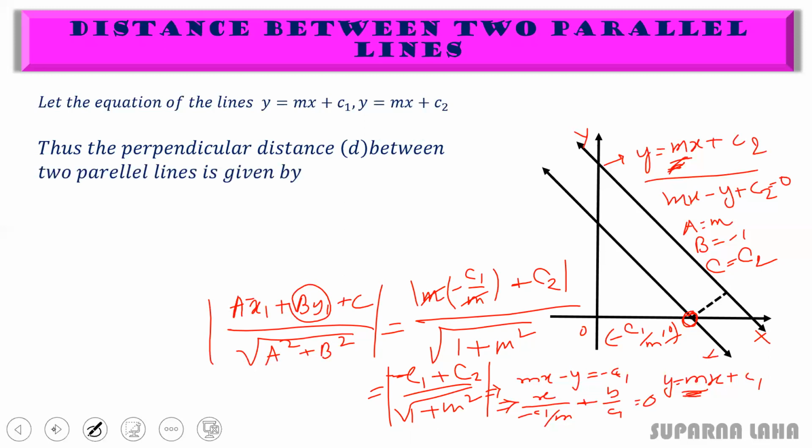Okay, so this is the distance between two parallel lines where the equations of these two parallel lines are given: y is equal to mx plus c1, y is equal to mx plus c2. And the distance is mod of c1 minus c2 by root over 1 plus m square. Okay, so this is the distance.